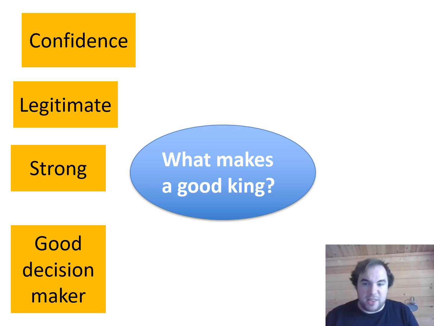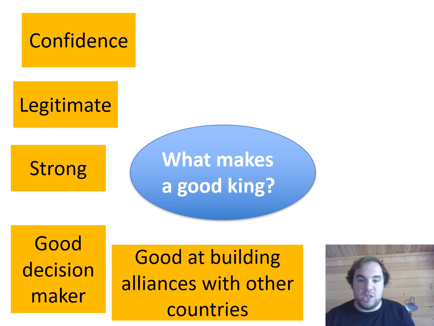The king back then had a lot more power than the queen does today. He was effectively like the prime minister on steroids. He had a lot of power to make all the key decisions, and so being a good decision maker back then was extremely important. You need to be good at building alliances with other countries. Diplomacy is very, very important back then.